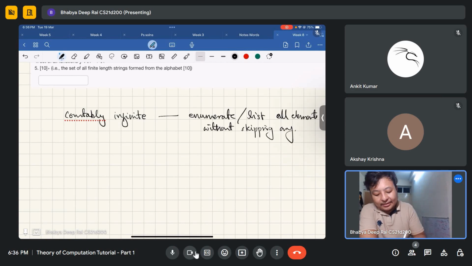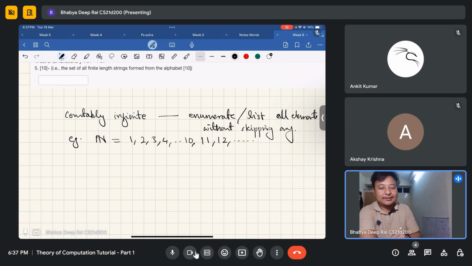For example, natural numbers. This is because I can list natural numbers as follows: 1, then 2, then 3, 4, and so on. Then when I reach 10, I'll just put 1, 1, 1, 2, and so on. There's a certain scheme so that every n in capital N is reached, is listed. Nothing will get missed out if I follow this order.